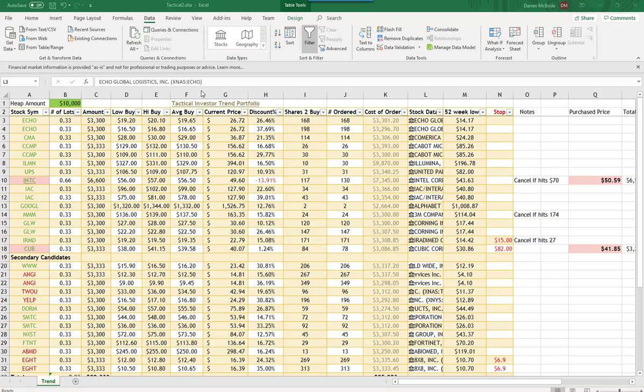First off, you'll notice that I'm currently on the column L3, which is this column over here, and you'll notice that that has the full stock call out of that particular stock on line 3. What's interesting about that is up here there's a data type stocks, and if you type in the symbol ECHO and then you click on data stocks, it'll actually convert ECHO to a live reference to the stock price.